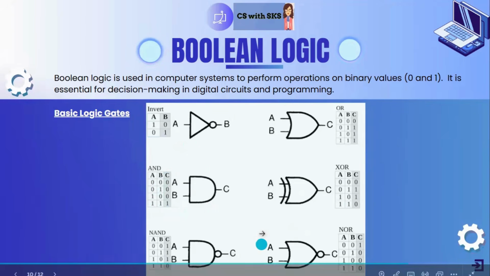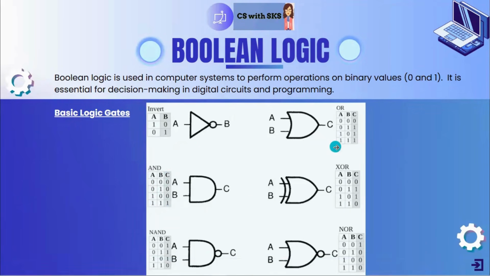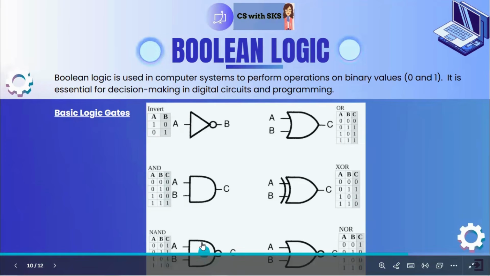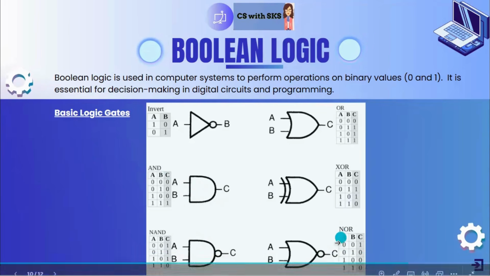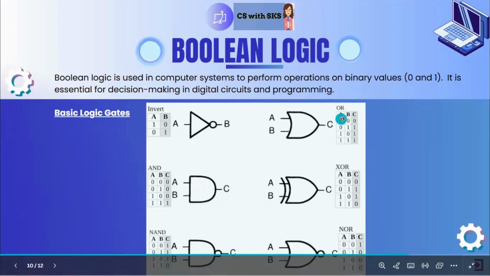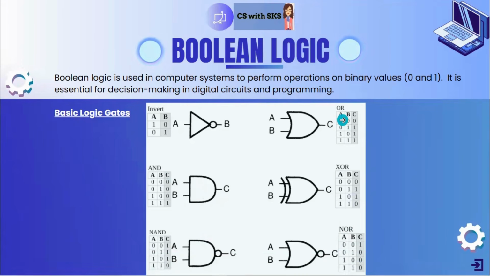Okay. Now we have OR gate. OR gate is basically, it will give you 0 as output only when both the inputs are 0. Even if your one input is 1, you will get 1 as output, right? Then we have NAND, which is just invert of AND gate. And we have NOR, which is invert of OR gate. Then we have XOR gate.